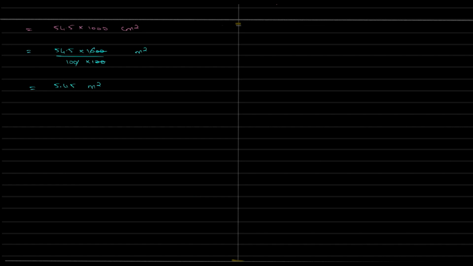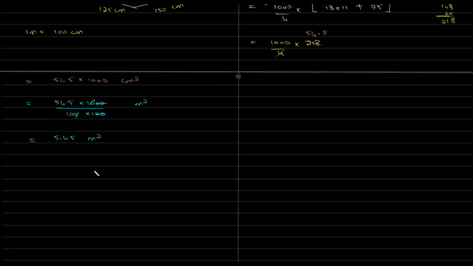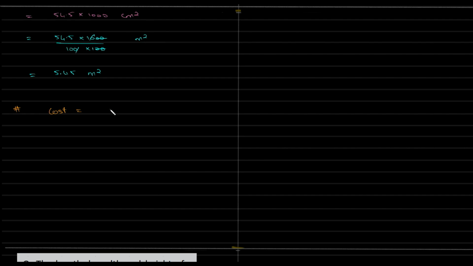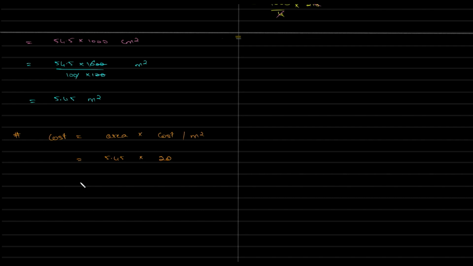Okay, so coming back, the cost is rupees 20 per meter square. So this is quite simple. So the cost is equal to the area times the cost per meter square. So this is 5.45 into 20. And this is 10.9 into 10, right? This is 20. So many.